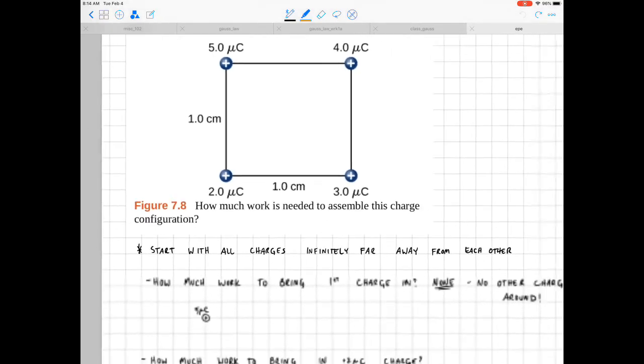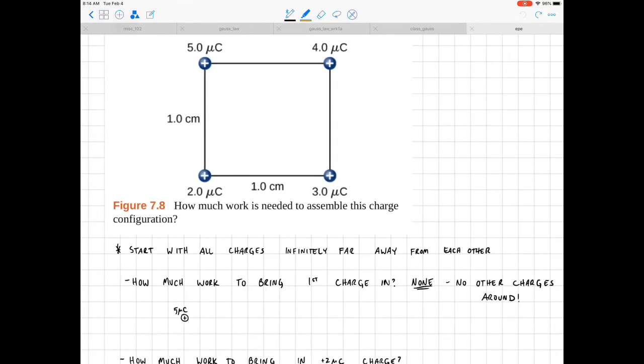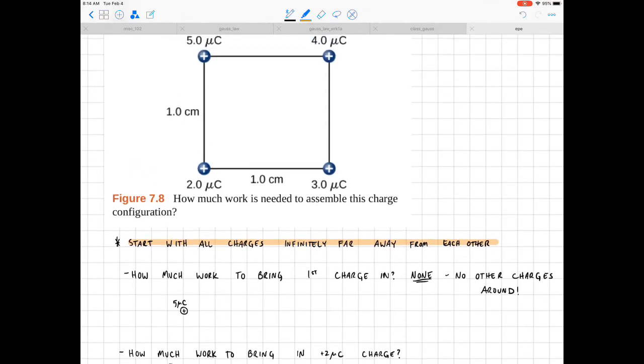Well, first off, we're going to start with all of the charges infinitely far apart. And so we're going to essentially clean out a region of space where there is no charge at all. So the potential energy of that configuration is 0. And I want to ask how much work it is going to take to bring in the first charge. The first one I'm going to bring in is the 5 microcoulomb charge. Doesn't matter which one you choose.